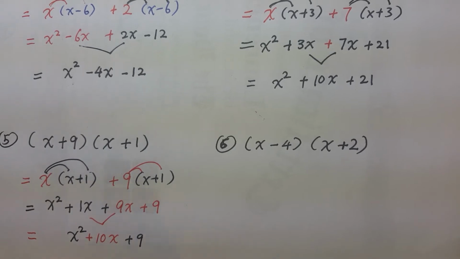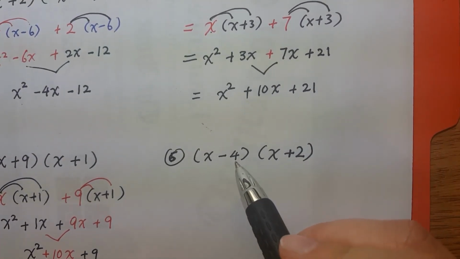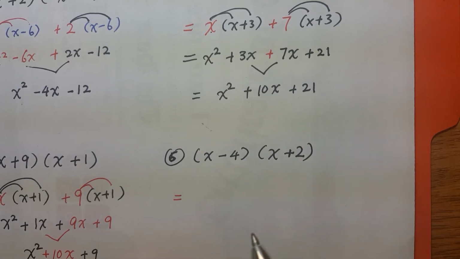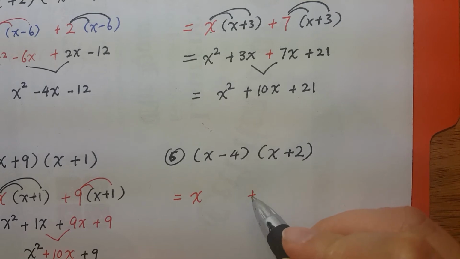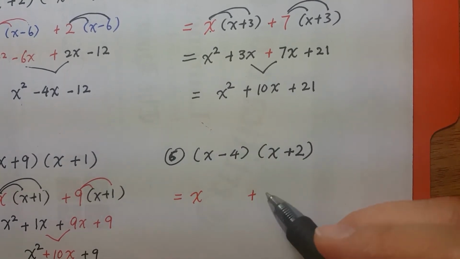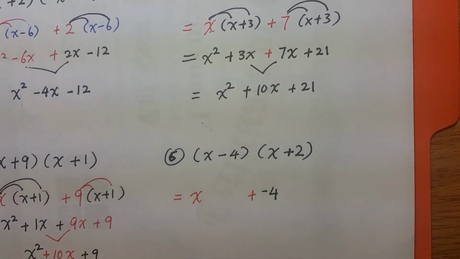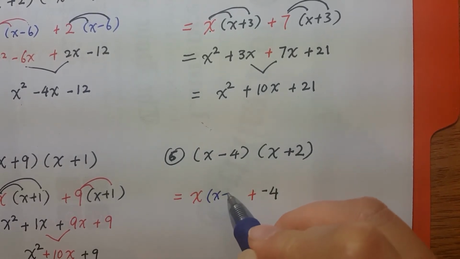Now let's go to number 6. Number 6, we have x minus 4. You always use addition, so therefore we're going to write x plus negative 4. And then each will multiply x plus 2.